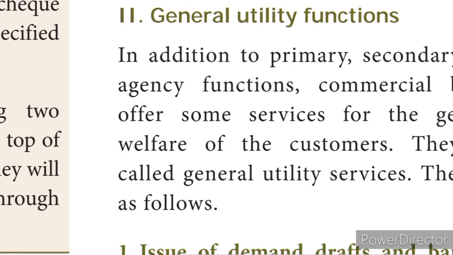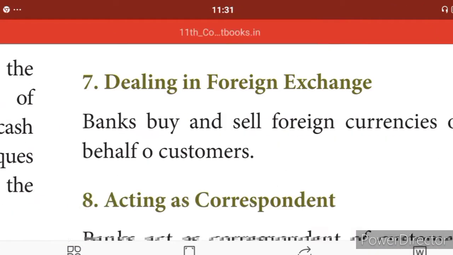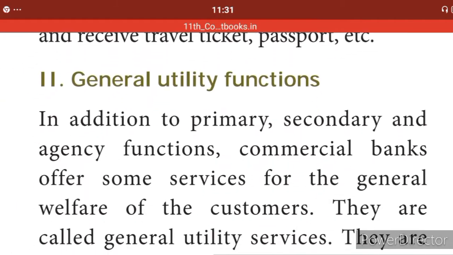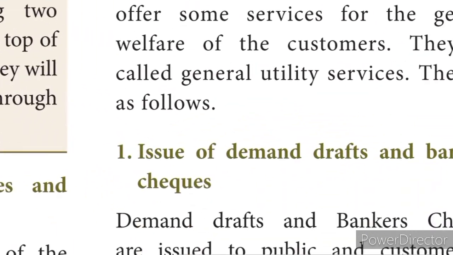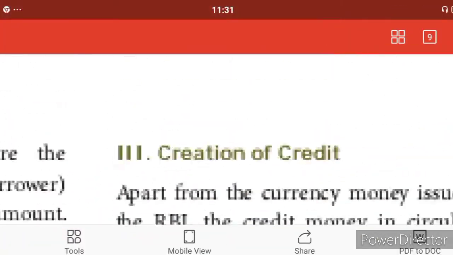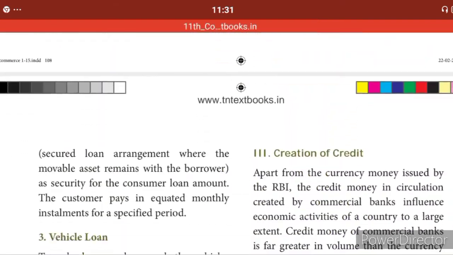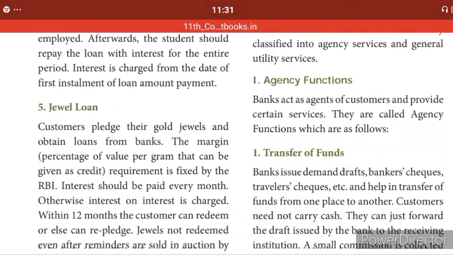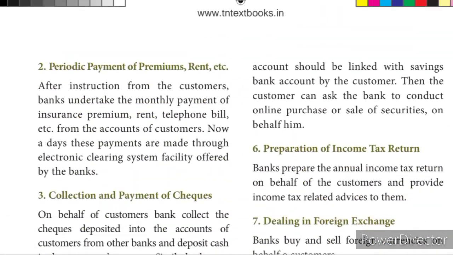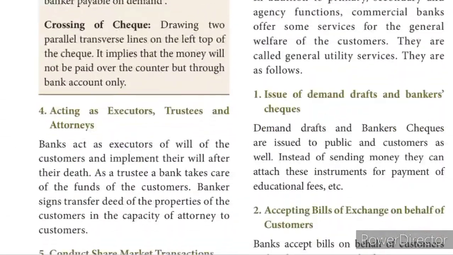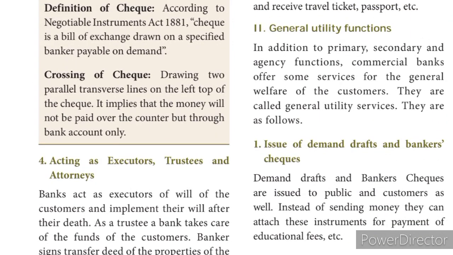So general utility function. What is general utility function? How is this possible, ma? They will receive the tickets and all. It's very simple. When you do your transaction online, automatically that will go to the bank only, right? So they will help us to send the tickets and all. That is what it is. When you book your tickets, or when you book anything online, that transaction will fall into your account only. So that's why you're able to get all that.